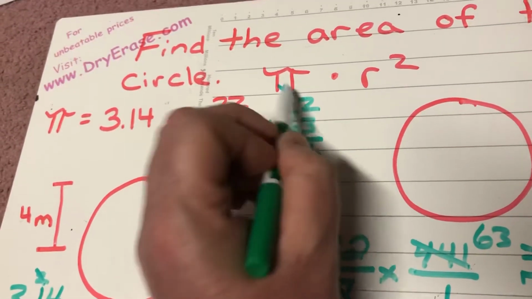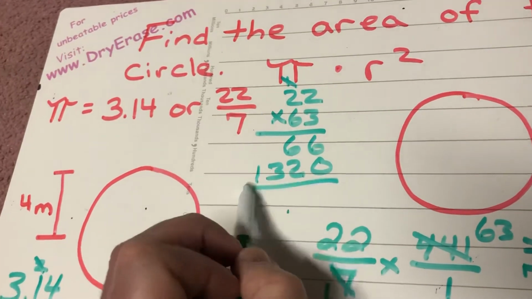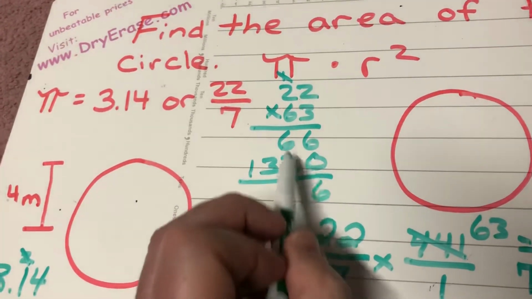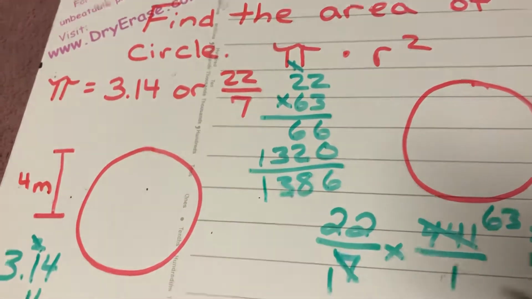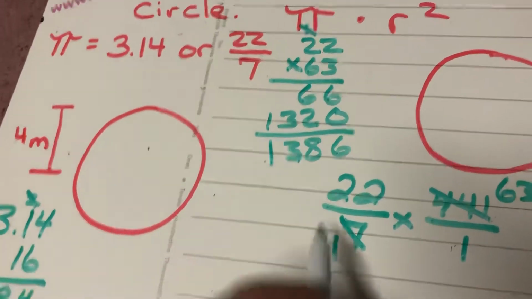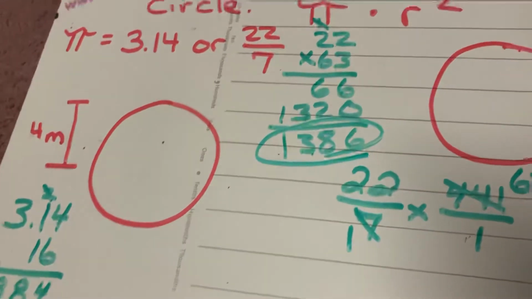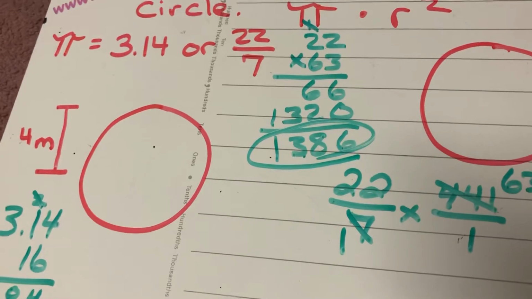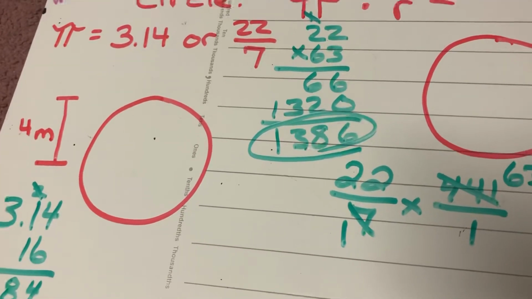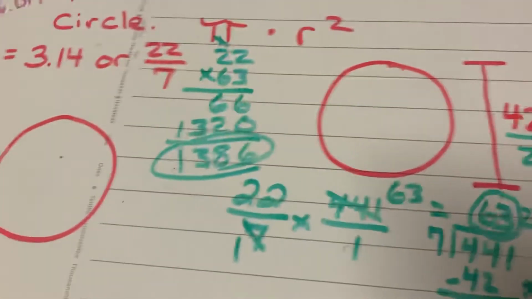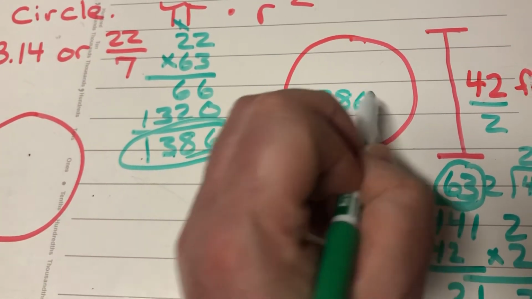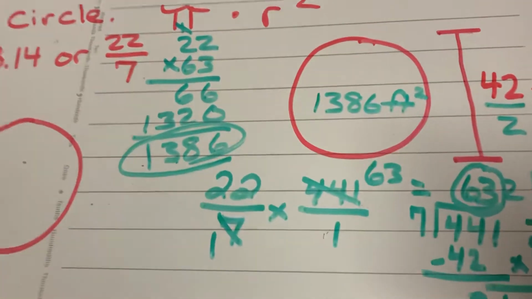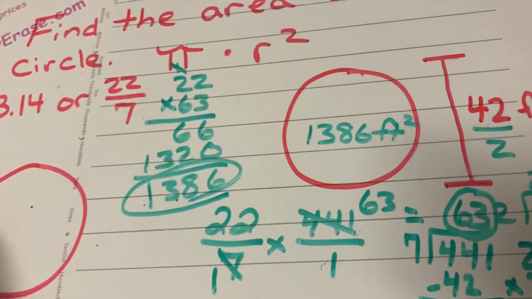6 times 2 is 12, plus 1 is 13. 6 plus 0 is 6. 6 plus 2 is 8. Nothing in 3 is 3. Nothing in 1 is 1. 1,386 is what we get there. All right, so we find that our area is 1,386 square feet.